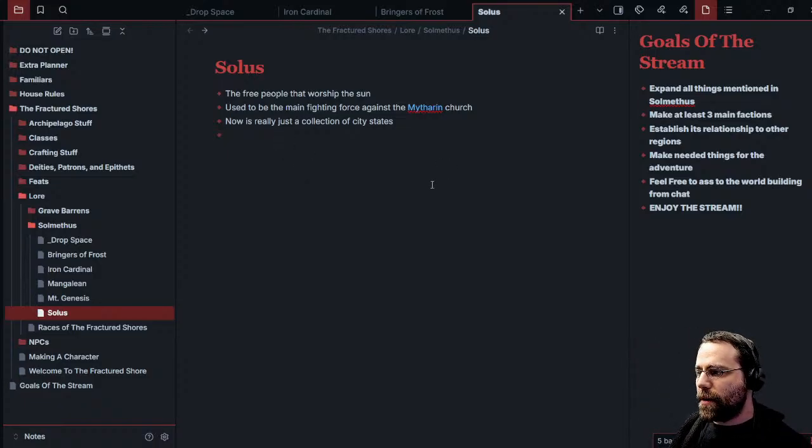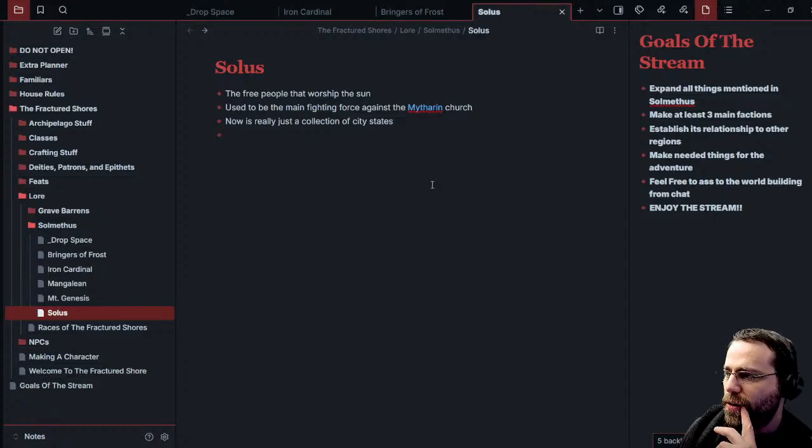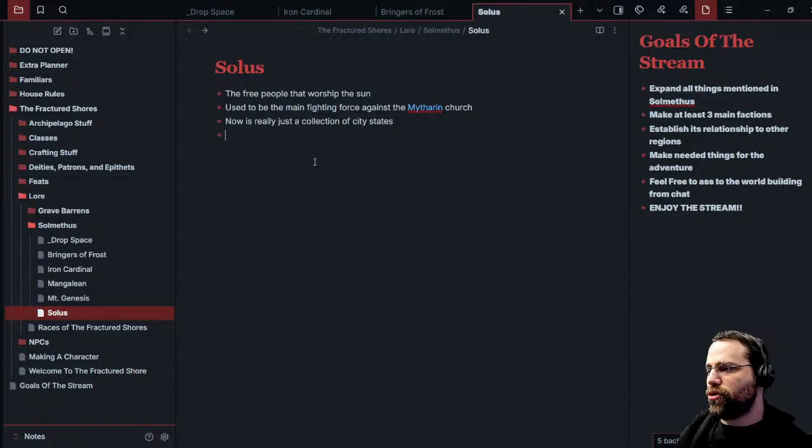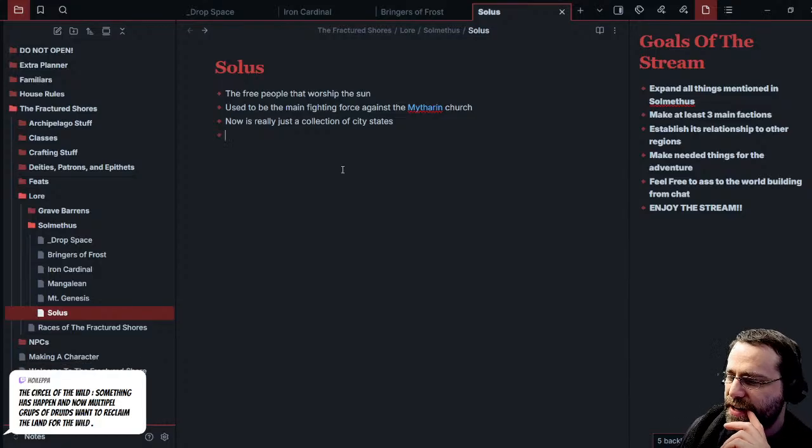Okay. Do I need any other notes for Solus right now? I don't think I need any major notes for this. This is very much the main thing. Most of its notes are going to be based off of town to town, village to village.